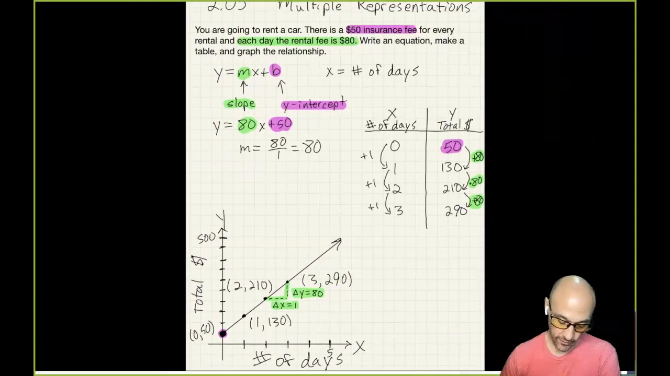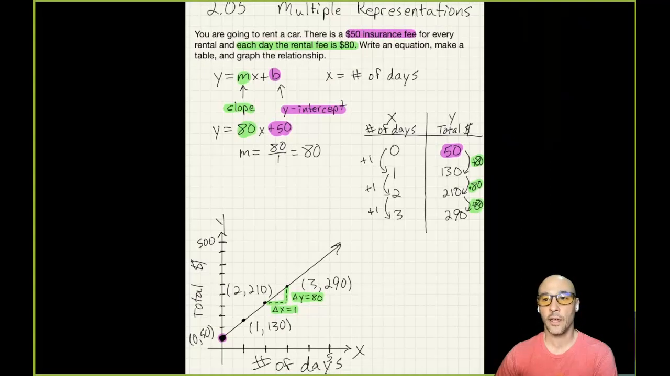And so in each of our representations, we can see the y-intercept. In the situation, in the equation, in the table, and in the graph, we can see the y-intercept. And we can see the slope in the situation, in the equation, in the table, and in the graph. So in each representation, you can see all of the important parts of the relationship.